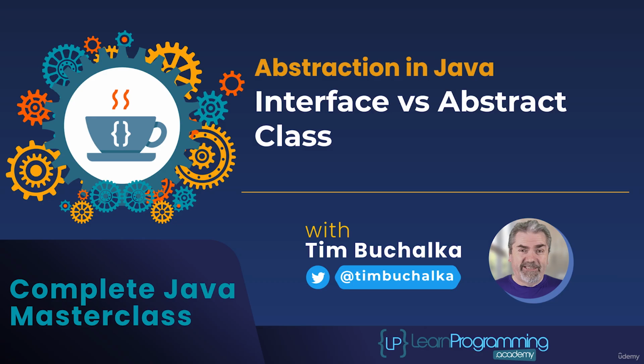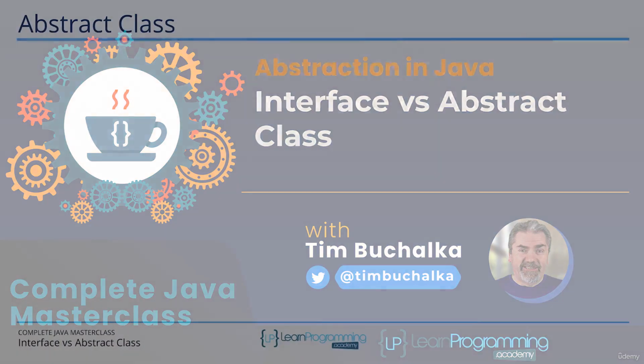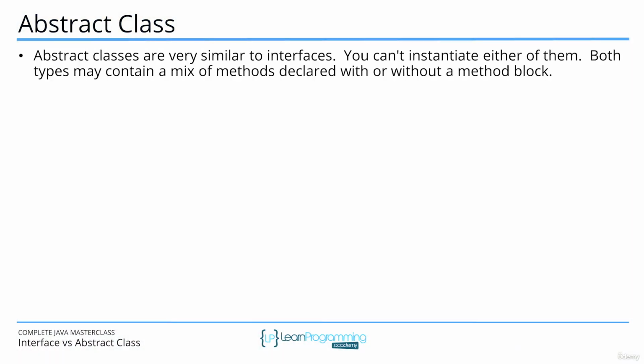In this video, I want to discuss the main differences between an abstract class and an interface, and when to use either of them. This should hopefully give you a better overall understanding of both. Firstly, abstract classes are very similar to interfaces. You can't instantiate either of them. Both types may contain a mix of methods declared with or without a method block.